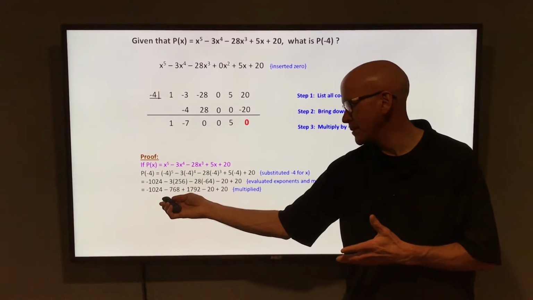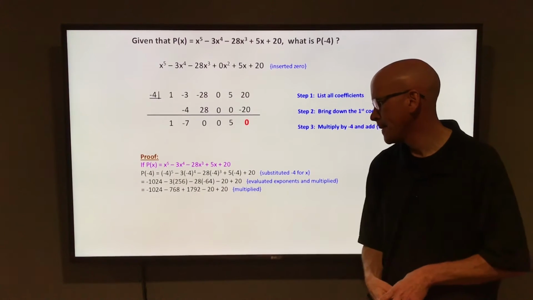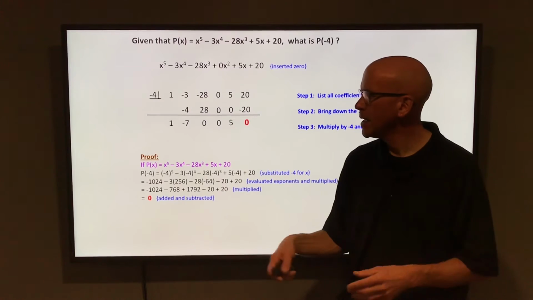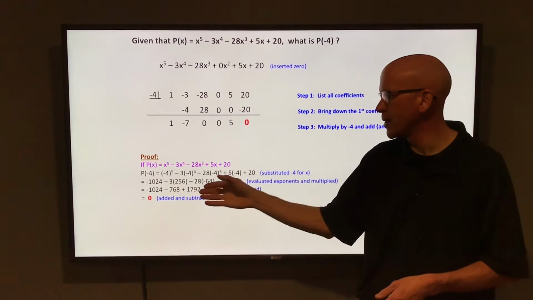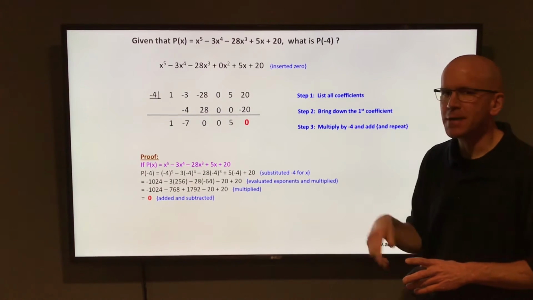Negative 3 times 256 is negative 768. You can see the time that's put into this. Negative 28 times negative 64 is 1792. And then just add and subtract from there. We still get 0. You can see this synthetic substitution is much more efficient than manually substituting in. 0 is the answer.